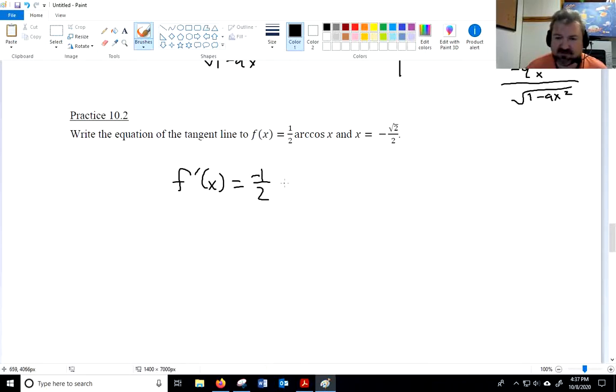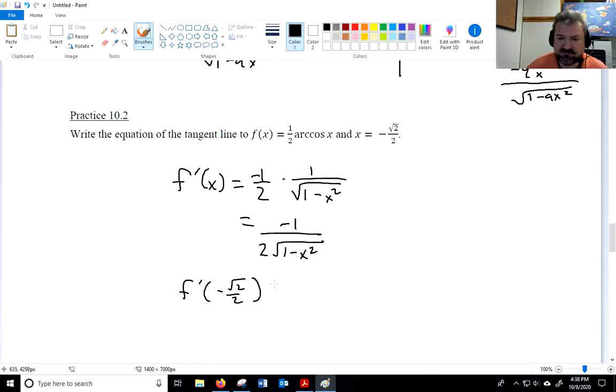The derivative of arccosine is u prime, so 1 over the square root of 1 minus u squared, in this case x squared. But don't forget about the negative. I just put it out in front. I don't want you to think I forgot it. So this is a negative 1 over 2 times the square root of 1 minus x squared. Now let's evaluate that at negative the square root of 2 over 2. Well, that would be negative 1 over 2 times the square root of 1 minus root 2 over 2 squared.